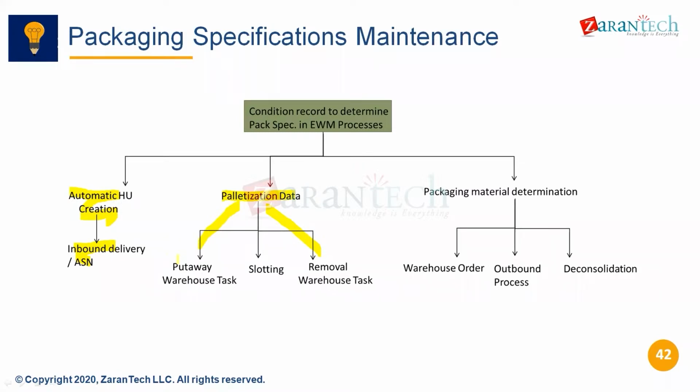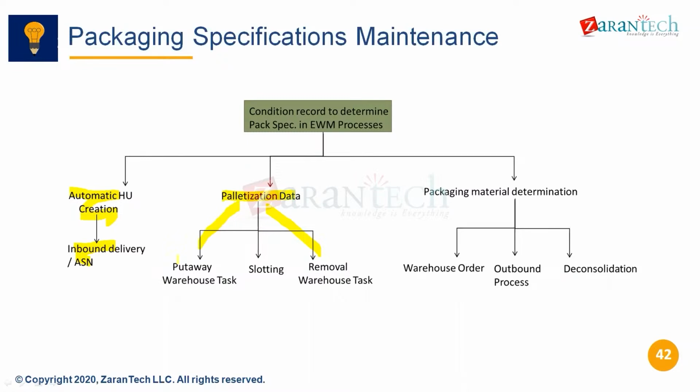I'll give you another example of palletization data. We'll see palletization data in outbound picking also. For example, I have to pick a pallet. Our finished product is a pump. One pump is 4 pieces, one pump 4 pieces into a Euro pallet.